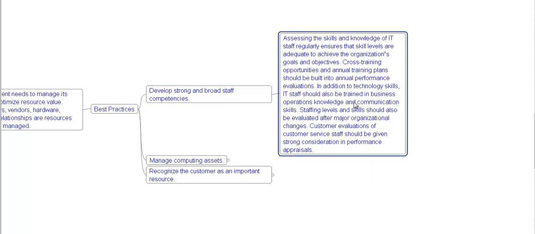Assessing the skills and knowledge of IT staff regularly ensures that skill levels are adequate to achieve the organization's goals and objectives. Cross-training opportunities and annual training plans should be built into annual performance evaluations. In addition to technology skills, IT staff should be trained in business, operations knowledge, and communication skills. Staffing levels and skills should also be evaluated after major organizational changes. Customer evaluation of customer service staff should be given strong consideration in performance appraisal.